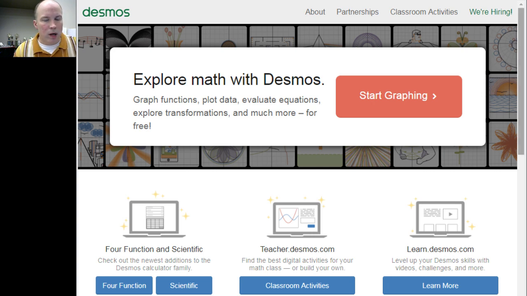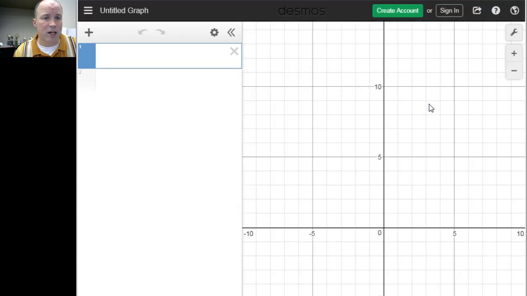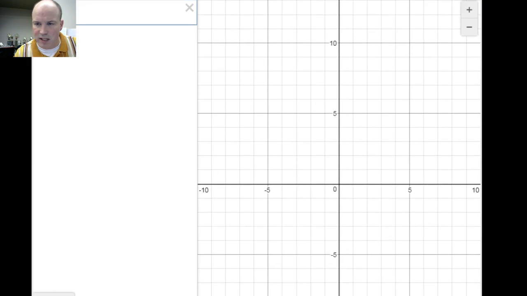Here we go. I'm going to use a parent function that we have not yet used this year, which is square root of x. Square root of x is a lot like x squared. If I just type in y equals square root x, where's that square root button? Down here. I should change the size of the screen so you guys can see everything.